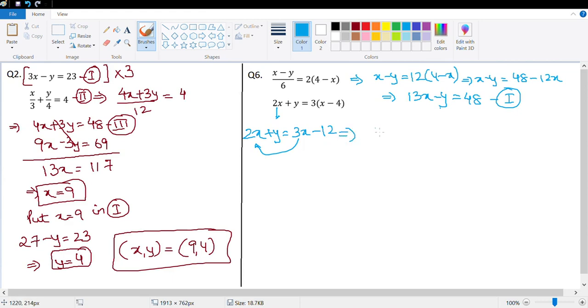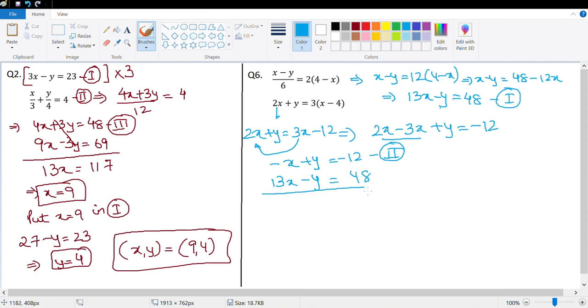So I get 2x minus 3x plus y is equal to negative 12. 2x minus 3x, that's negative x plus y is equal to negative 12. That's our equation number 2. So I noted this is negative y and this is plus y. Let's add them together. So 13x minus y is equal to 48. Let's add these two equations.